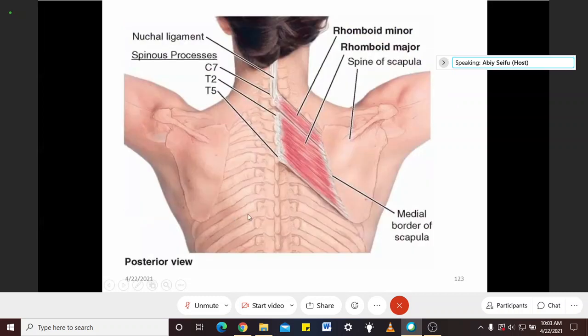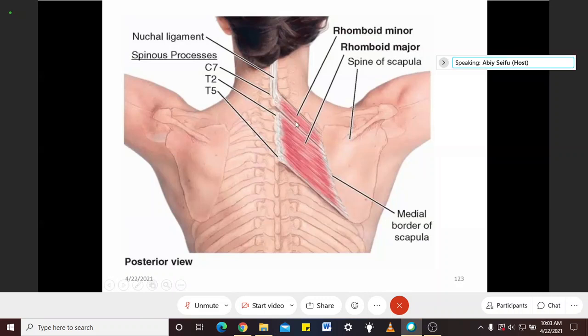Both of them are inserted on the medial border of the scapula. Those are the insertion sites, whereas this is the origin site. The origin site is somewhat fixed, whereas the insertion allows movability when the muscles contract. So during contraction, the scapulae retract, moving toward the medial border of the body.